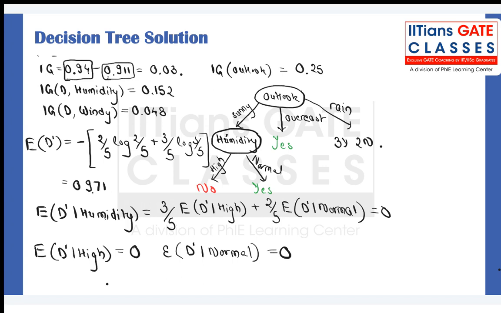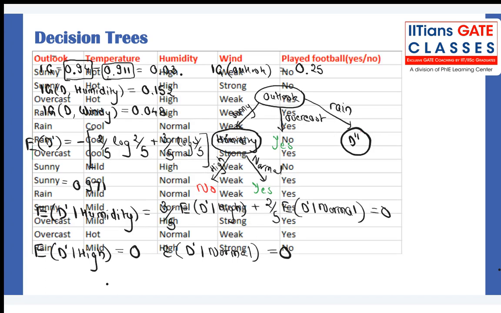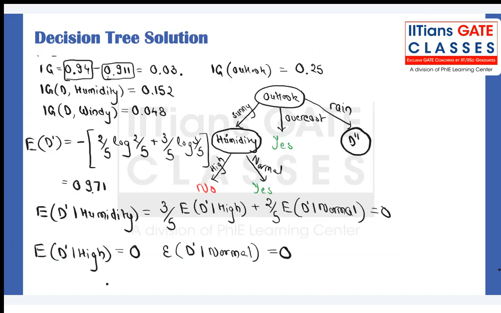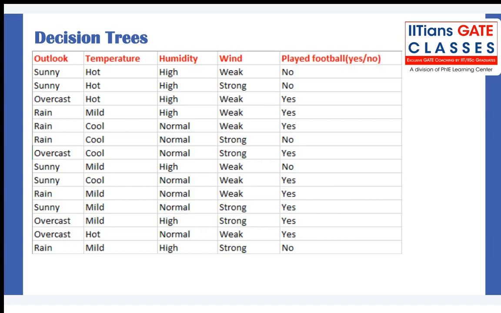Similarly, you will calculate for the other side as well, and over here also you will have to find the adequate split. What you have to calculate is D double dash. D double dash is a data set that contains 3 no's and 2 yeses, right? And this is a data set which has outlook as rain. So now your focus is only on outlook is rain. So this one, this one, this one, this one, and this one.